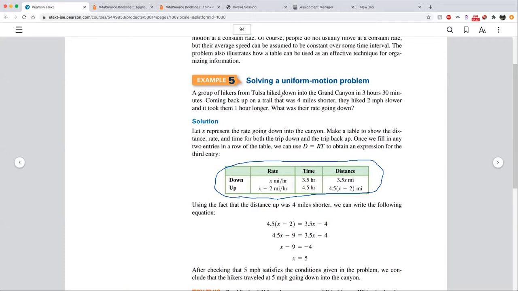Now look at this. A group of hikers from Tulsa hiked down into the Grand Canyon in 3 hours 30 minutes. Coming back up on a trail that was 4 miles shorter, they hiked 2 miles per hour slower, and it took them 1 hour longer. So what was their rate going down?